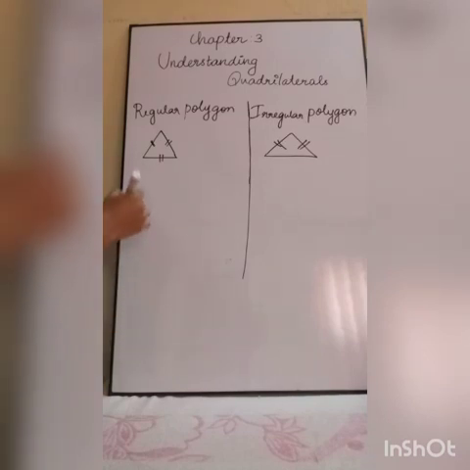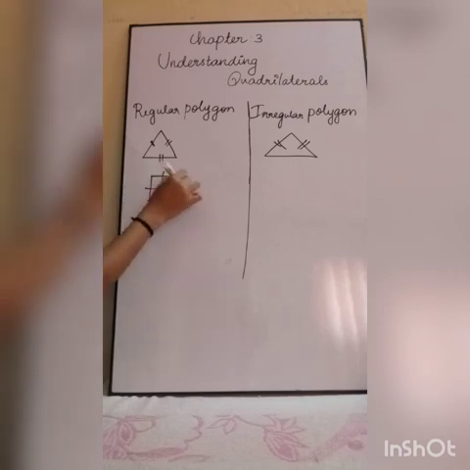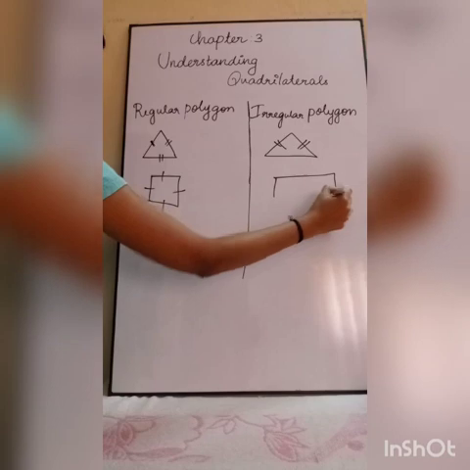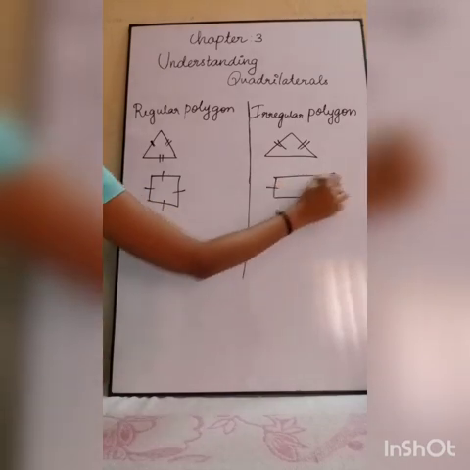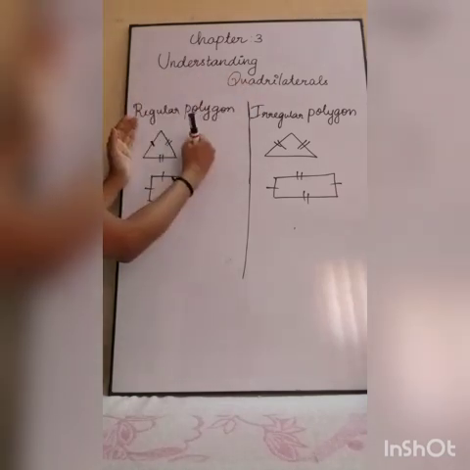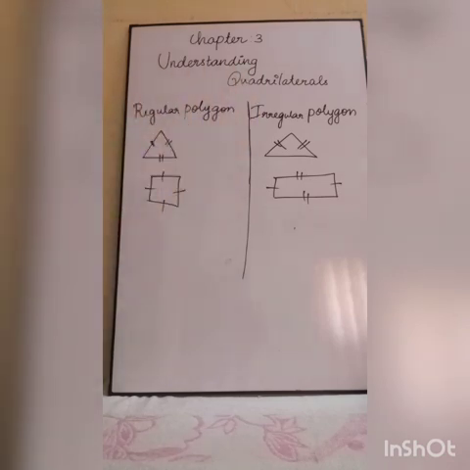Okay. Likewise, square: all four sides are equal. But here, rectangle: only opposite sides are equal. Is it? So, one is a regular polygon and the other an irregular polygon. In a regular polygon all the sides will be equal; in an irregular polygon all the sides are not equal. So that is the only difference between regular and irregular polygon. Understood?